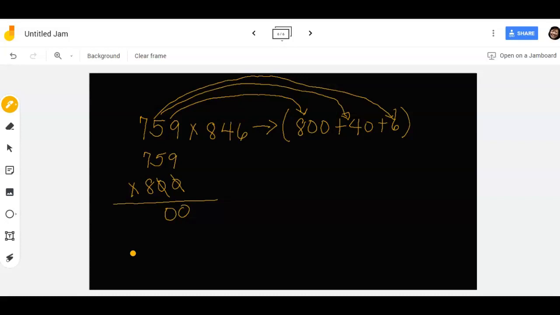So 8 times 9 is 72. So 2 carry 7. 8 times 5 is 40 plus 7 is 47. Carry 4. 8 times 7 is 56 plus 4 is 60. My first partial product is 607,200, plus I'm going to solve for my second partial product, which is 759 times 40.